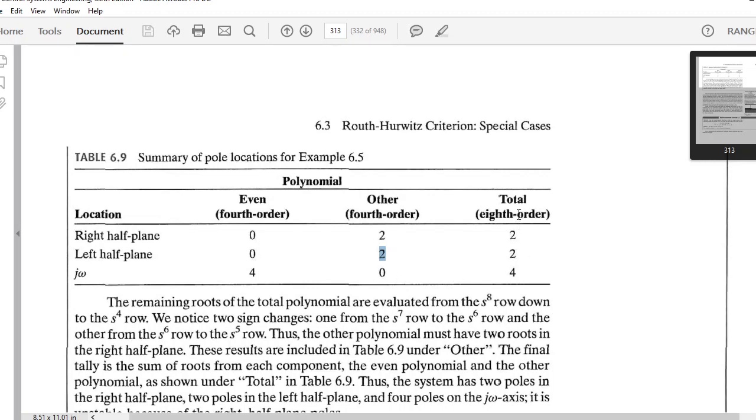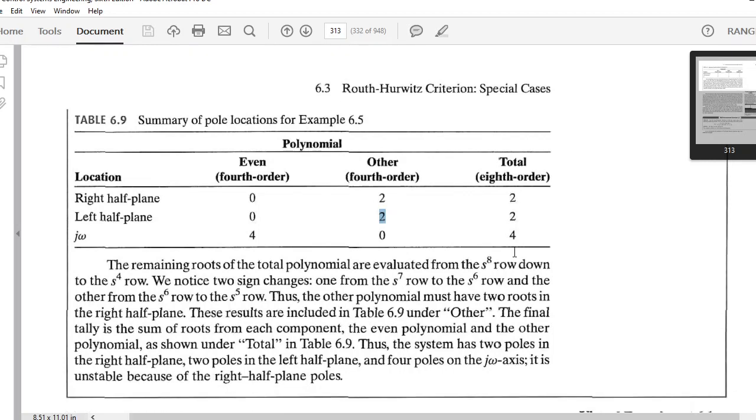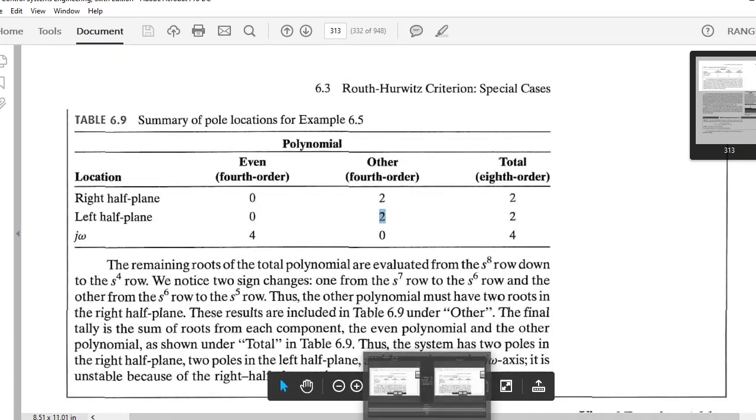Then they take the total number of poles, right? So this is how you analyze and answer a question which requires the number or location of poles in a case where there is an entire row of zeros. So let me know if there's any questions with regards to this.